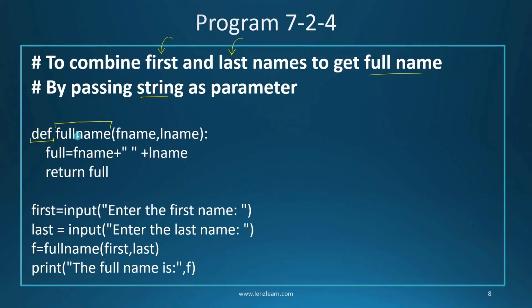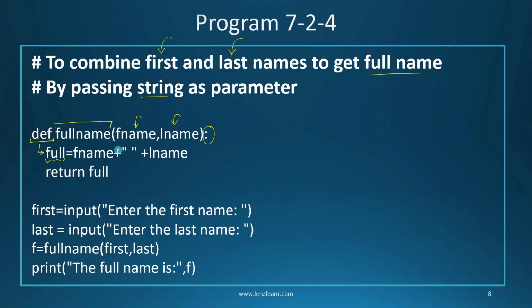I have selected the name of the function as full name itself. After that, I have two parameters, fname and lname, separated by a comma. And as always, the function definition should end with a colon. Now, inside the function, I will just create a new variable full, which takes the value of combining.